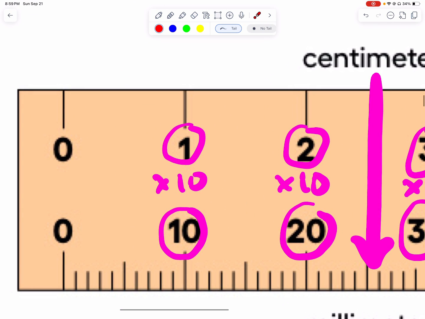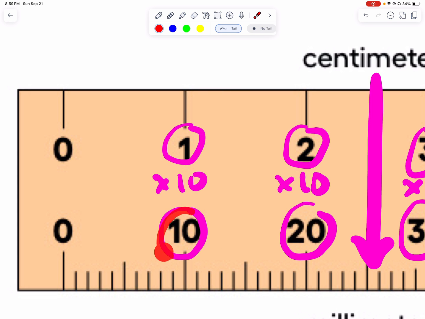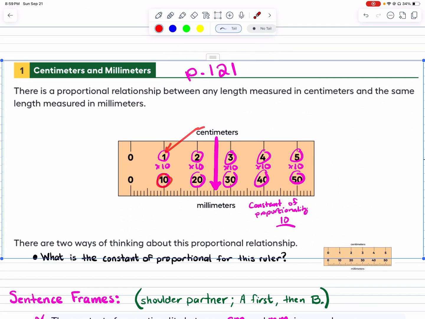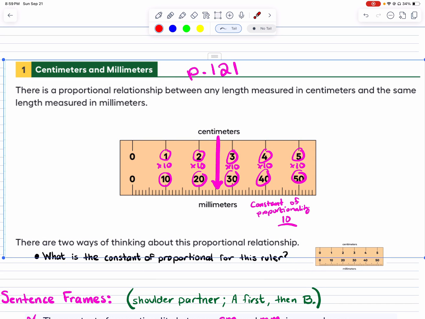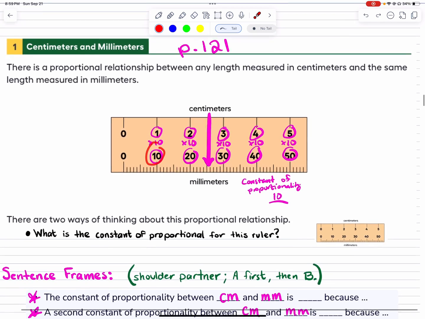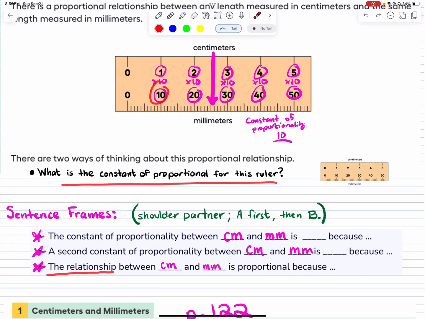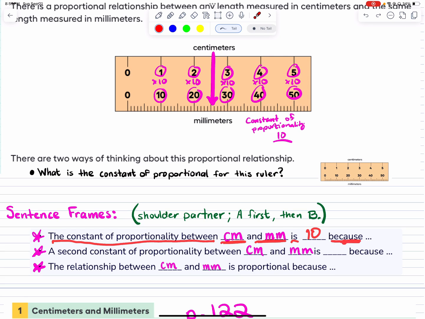And you could easily figure it out too with the unit rate. How much for one? How much for one of something? And you could see that, hey, it was 10. Oh, wow, that lag. There you go. Oh, it was 10 times 10. So what is the constant of proportionality? Well, I'm gonna use one of my sentence frames to practice. The constant of proportionality between the centimeters and millimeters is 10 because we are multiplying by 10.